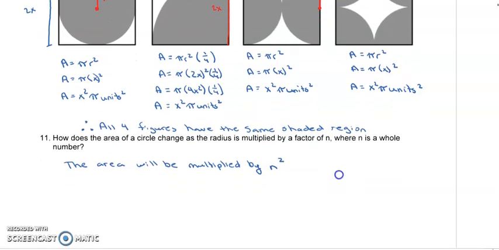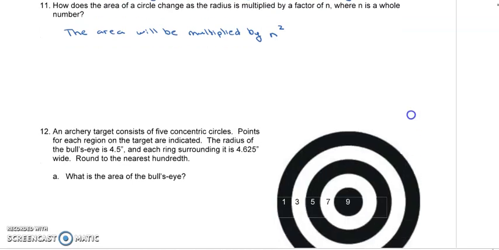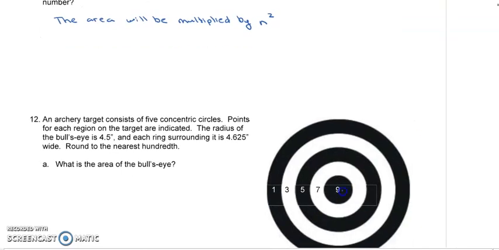All right, looking at number 12. An archery target consists of 5 concentric circles. That means circles right in the middle of each other. Points for each region on the target are indicated. The radius of the bullseye is 4.5 inches. So that's right here in the middle. Right there is 4.5 inches.